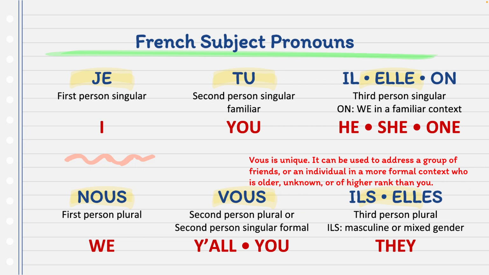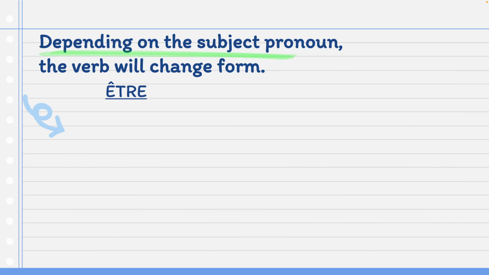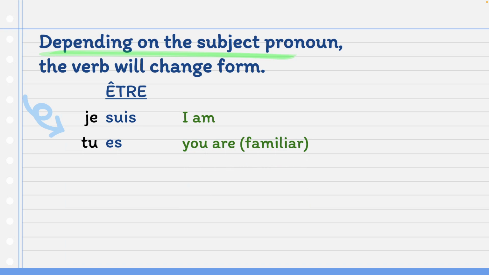Okay. Also notice that on is used to say we in a familiar context, whereas nous is usually used in more formal contexts nowadays. Now, let's conjugate the verb être, to be. Depending on the subject pronoun, the verb will change form. Je suis, for I am. Tu es, you are, in a familiar context. Il est, he is. Elle est, she is. On est, for we are.